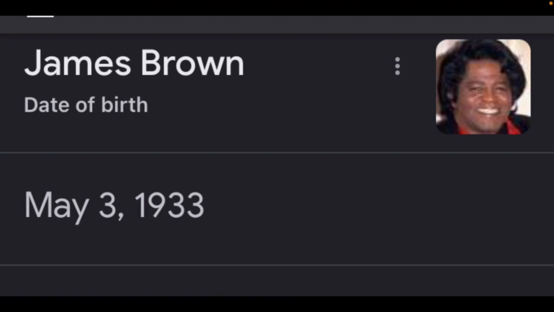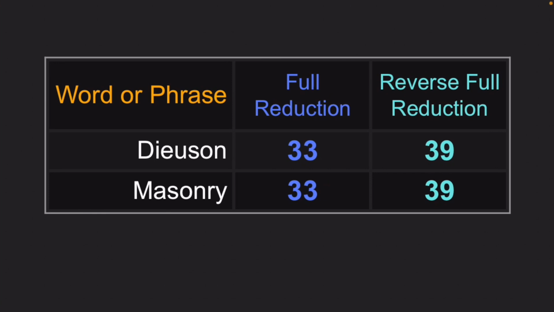But now let's get into the gematria, because James Brown was born May 3rd, 1933. And if you've been watching my channel for a long time, you guys know that they use the number 33 so much. And in his birthday, there's 3 threes. And the reason for that is because Kodak Black's real name is Dusan Octave. I believe that's how you pronounce it. And this is how you spell it. It looks like Dayu Sun.